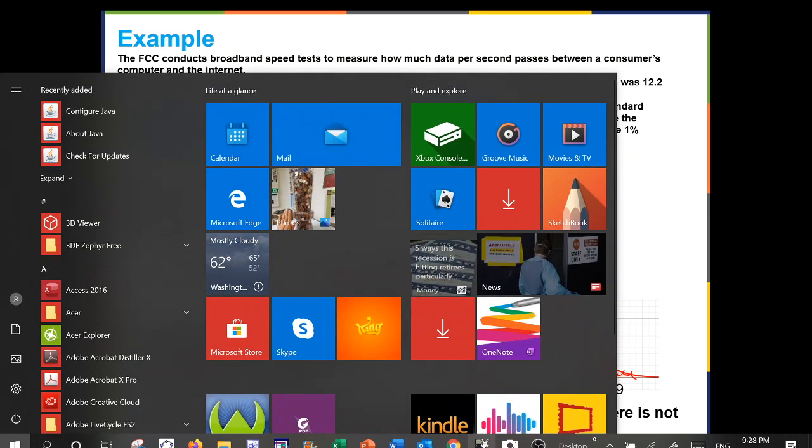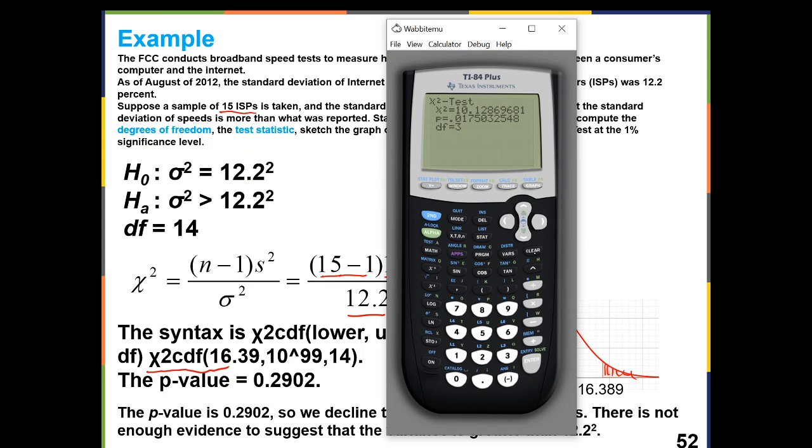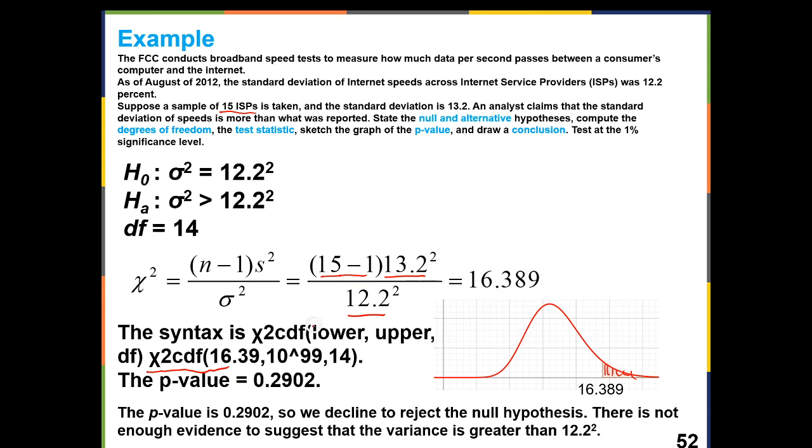So let's do that with the calculator quickly. We go to second distribution, and then we go to chi-square. Let's find it. It's right there, chi-square CDF. And then we put 16.39, comma, 10 to the 99, and comma, 14. There. So it's about 29%, the p-value.